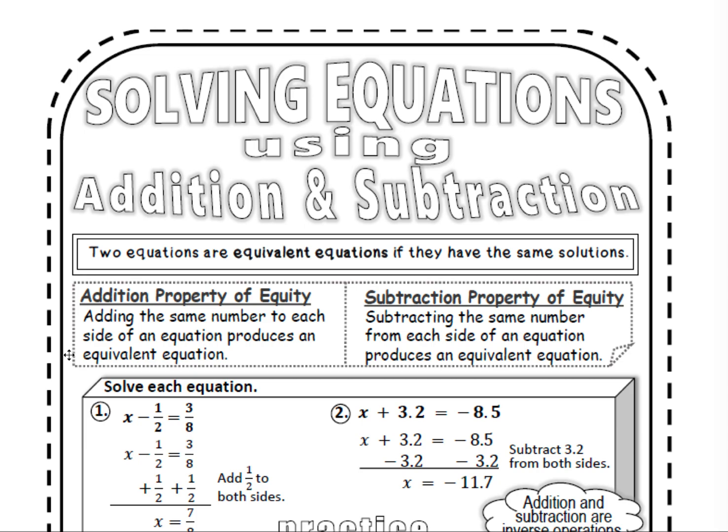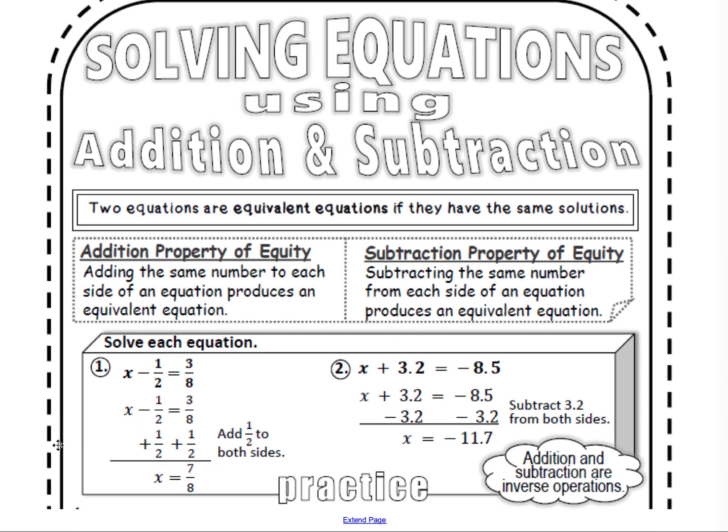And then the same is true for subtraction. If you subtract the same number from both sides of the equation, it's going to produce an equivalent equation. So basically, whatever you do to one side of the equation, you need to make sure that you do to the other side as well. So they give you an example for each type of equation. So here's a subtraction one.